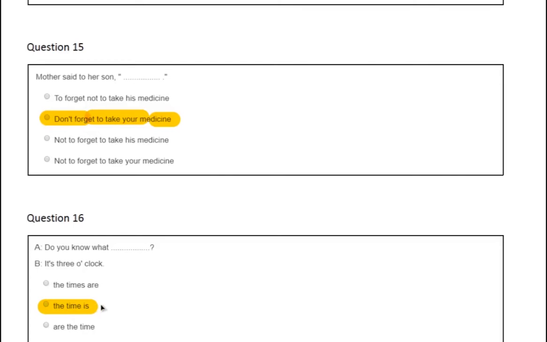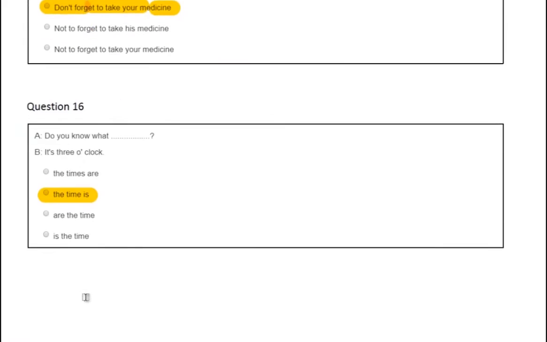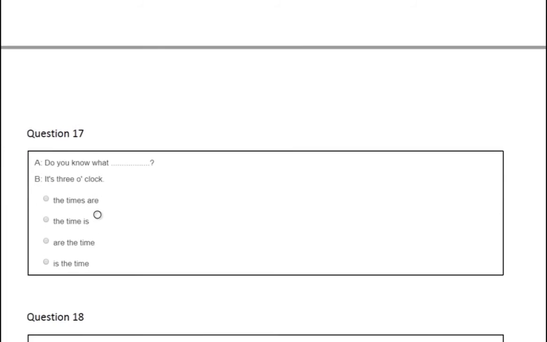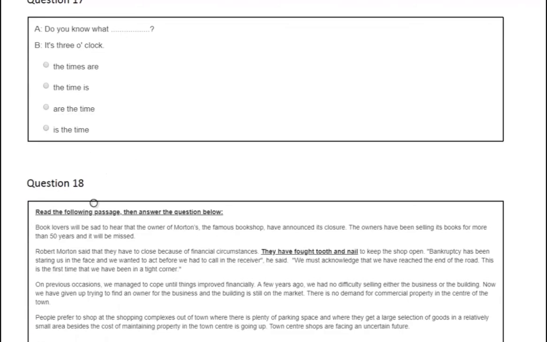You may ask me, we have a question mark here and we have a question, we must use what is the time. The answer to your objection is that the question is here, do you know? So there's no question in the second part. It is an indirect question: what the time is. 17. The same question is repeated.